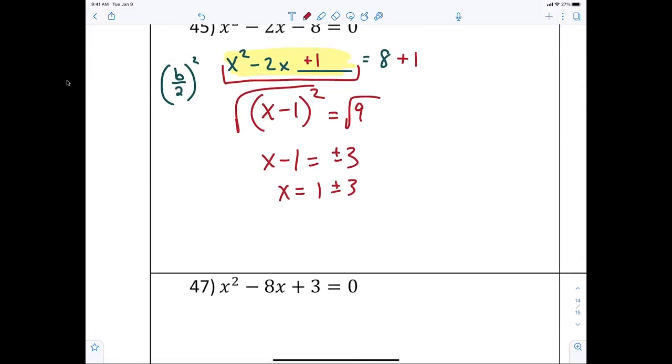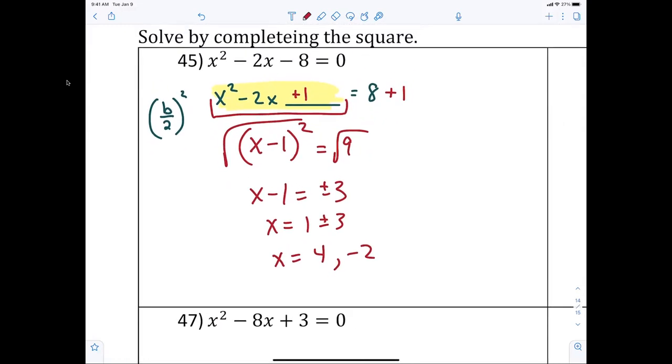All right. And what's 1 plus 3? 4. And what's 1 minus 3? -2. So those were our two solutions. Now, how did I already know those were the two solutions? Because I can look up there and say that's just obviously x minus 4 times x plus 2. So x equals 4 or negative 2. Same result. And guess what happened if I do the quadratic formula? Same thing. There's multiple ways of solving quadratics.